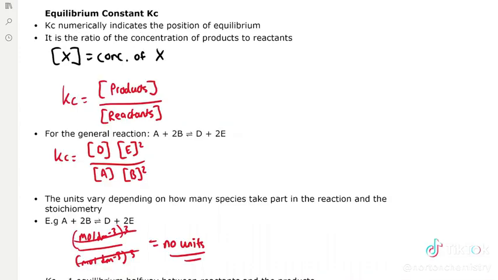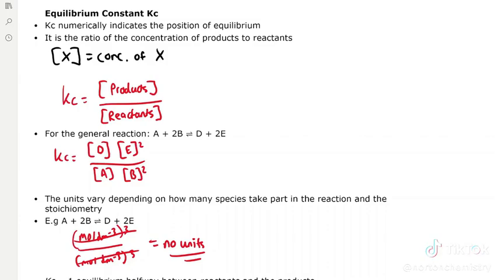So we've got a new concept here, which is the equilibrium constant, which we refer to as Kc. And Kc numerically indicates the position of equilibrium, and it is the ratio of the concentrations of the products to the reactants. When we put a reactant or product in square brackets, that indicates the concentration of the reactant or product. So in Kc expressions, we have the concentration of the products divided by the concentration of the reactants to the power of the moles, or the stoichiometry, of each. So for example, in the general reaction, A + 2B goes to D + 2E.